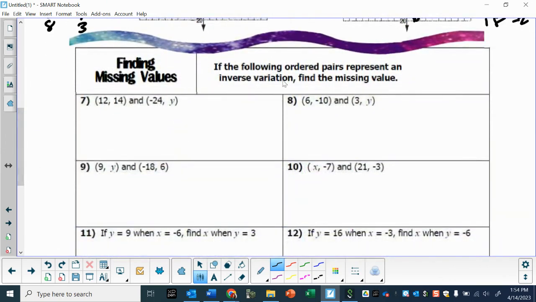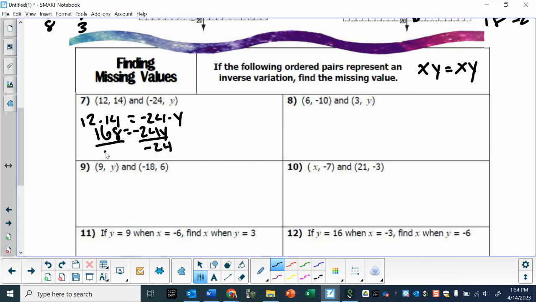To find missing values, remember we use the formula x1y1 equals x2y2. 12 times 14 equals negative 24 times y. And when we solve this, we'll do 12 times 14 first, which is 168, and then divide both sides by negative 24. And y equals negative 7.